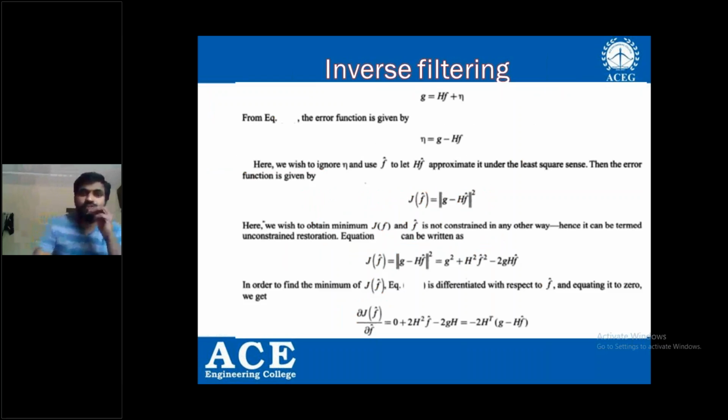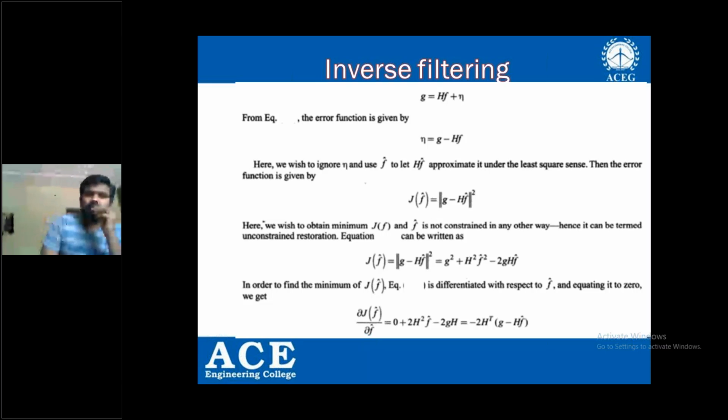Now, inverse filtering, so that is G equal to HF plus N. From the above equation, we are going to find the error. That is, error is what? Nothing but noise. So here the noise equal to G minus HF. As I said, what is our target here? Reduction of blur as well as reduction of noise using inverse filtering. So our target is to reduce the noise component eta or n, right?